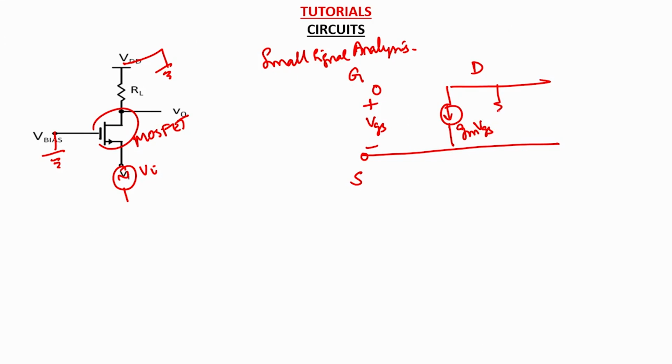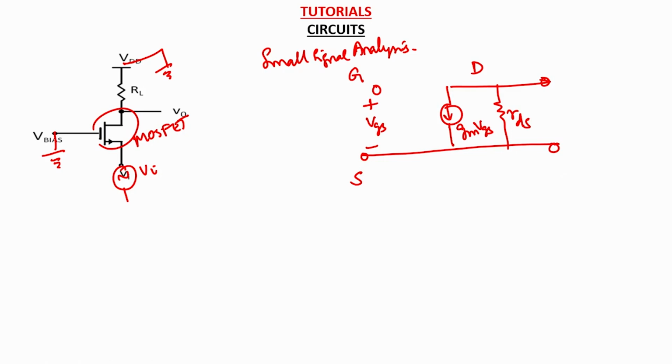drain to source, and the RDS, which is the inherent output resistance of the MOSFET device, coming between drain to source. So this is the simple first order small signal equivalent model for a MOSFET device.